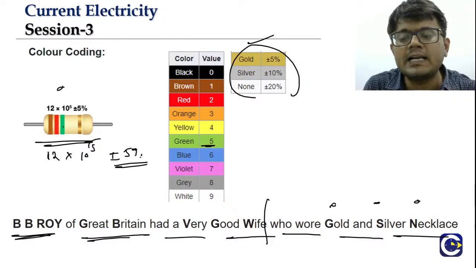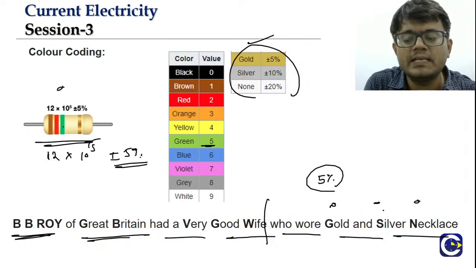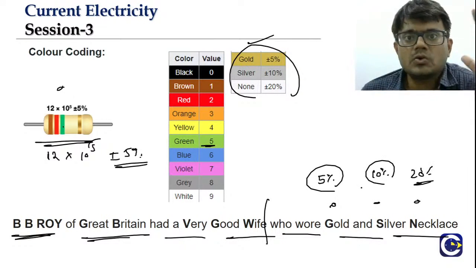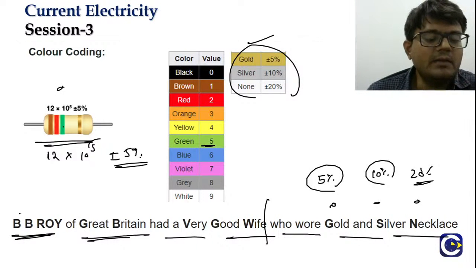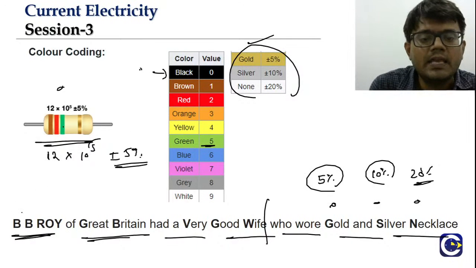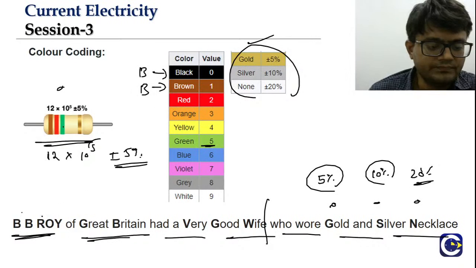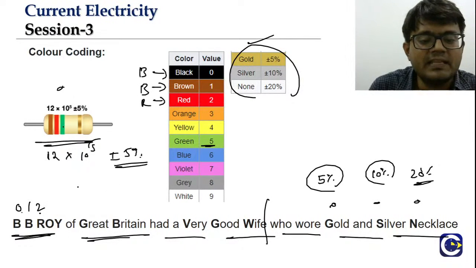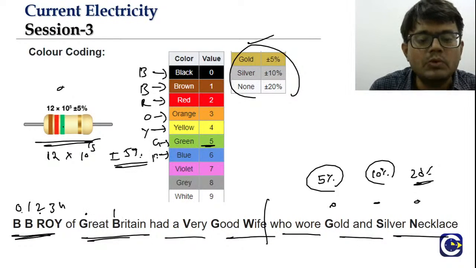So இங்க, these are the colors for the tolerance. Gold means plus or minus 5, silver means 10, necklace none, no color, that is 20. So gold, silver, none: 5, 10, 20. ஓகேவா, B Roy இதுல the first B is for black, second B is for brown, R red, so 0, 1, 2. அடுத்து orange 3, yellow 4, next Great, G, 5. Britain, blue 6. Had a very good wife, V violet 7, gray 8.